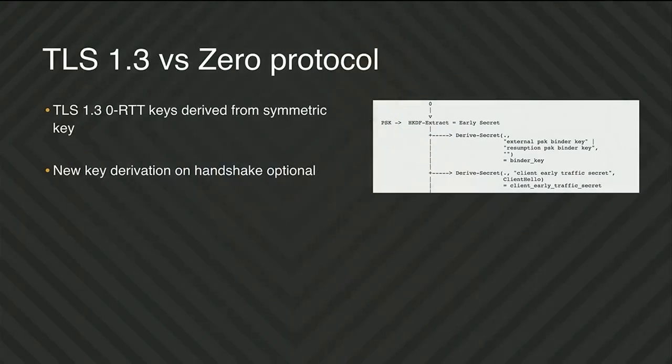Due to this, TLS 1.3 also does things where the 0RTT mode is not fixed to a Diffie-Hellman key share exchange. You can do symmetric key exchange. You can also do asymmetric key exchange. So it gives you some flexibility in doing both kinds of modes. It's a little bit more efficient than Zero Protocol as well in that sense.